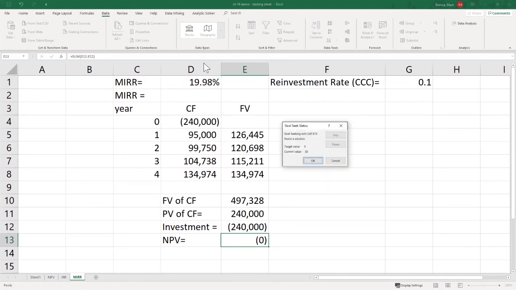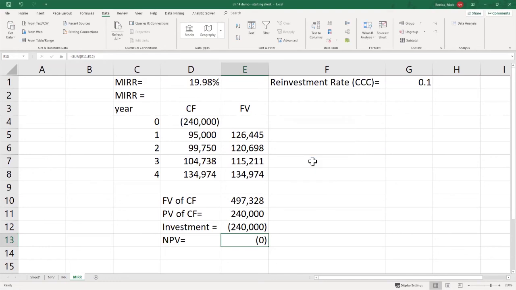And Excel goes to work testing all the different numbers. It's got a little algorithm it does, right? And it gets us to 19.98. And I can close that. And I have an NPV of 0. And that tells me that my modified internal rate of return is actually roughly 20%, 19.98.